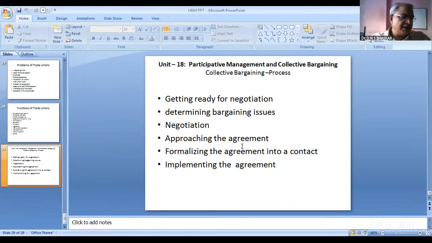What is participative management actually? Participative management is workers' participation in the management. That means how far the workers are participating in the managerial decision process, or how far the workers are giving their ideas for the purpose of improving the organizational strength. So, what are the various forms of participative management? Participative management is definitely talking about that.